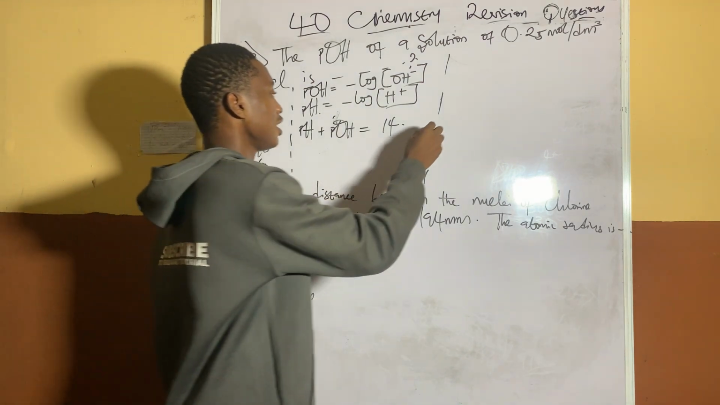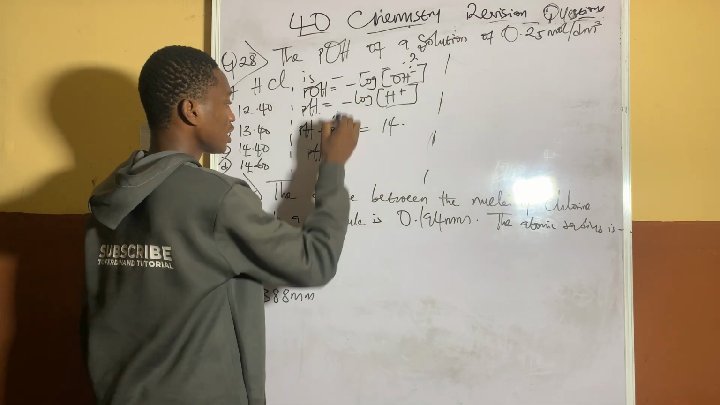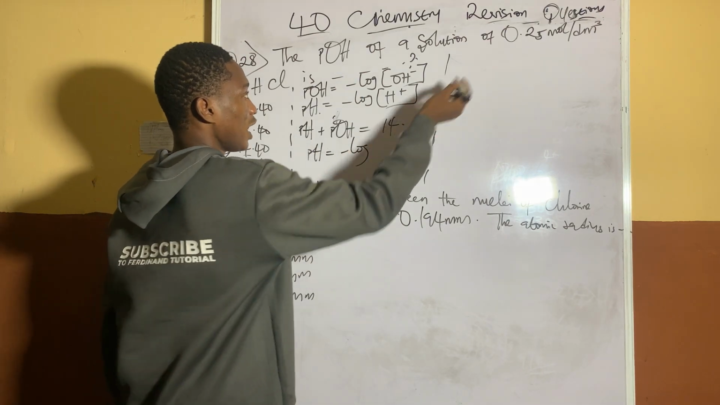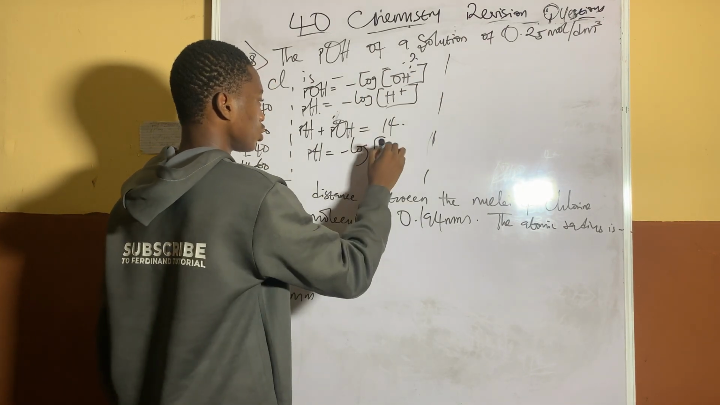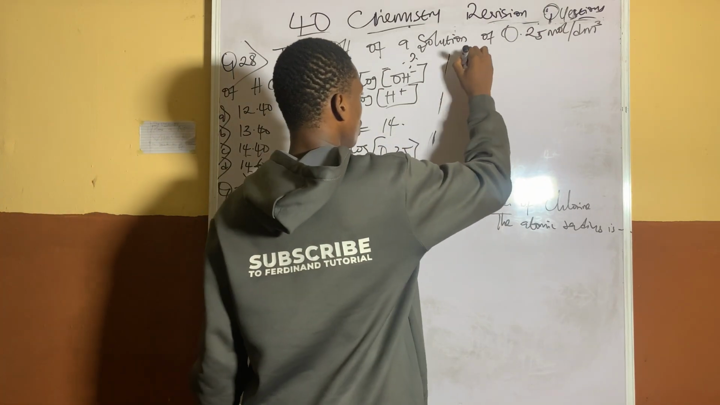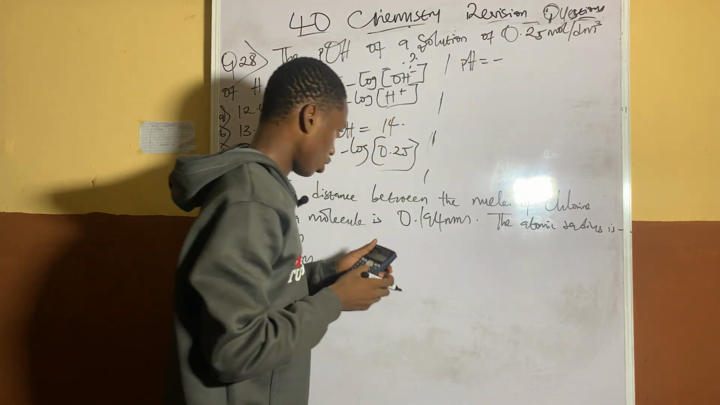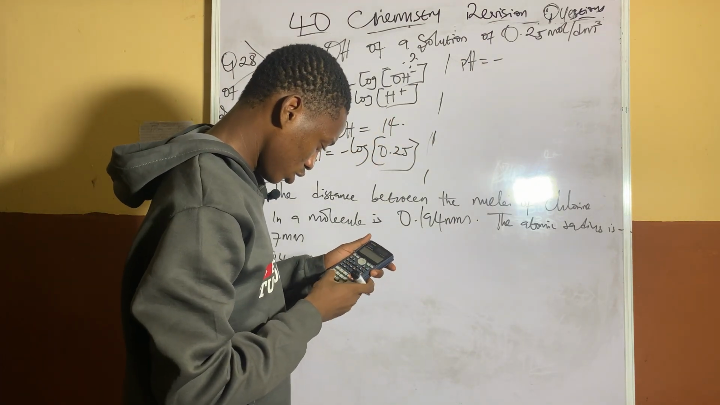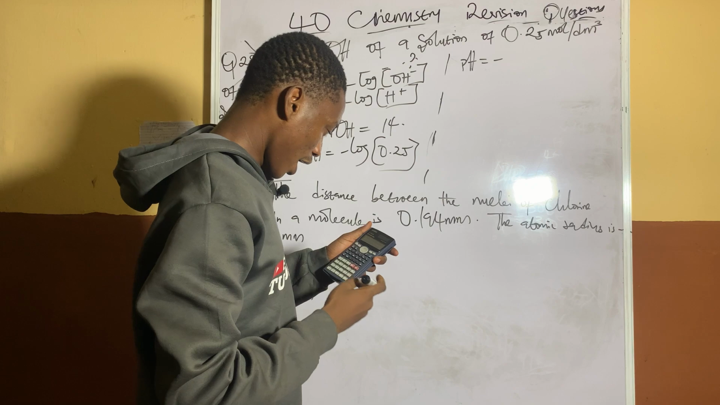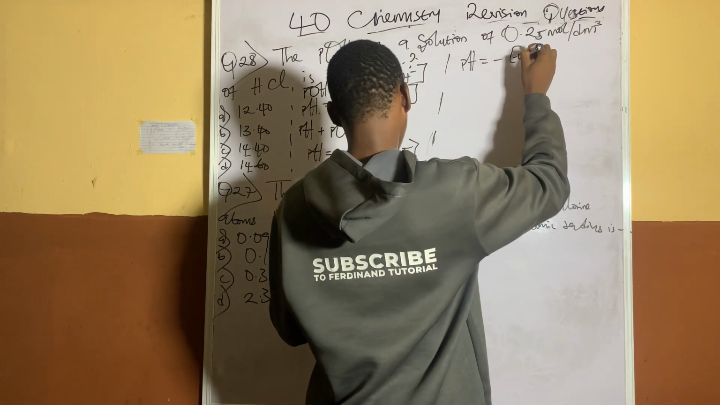So these two are already wrong. But let's solve for pH. I will say pH will be equal to negative logarithm. What is my hydrogen ion here? My hydrogen ion is 0.25. So I will say pH will be equal to negative log 0.25. I have minus bracket 0 minus 0.6021.